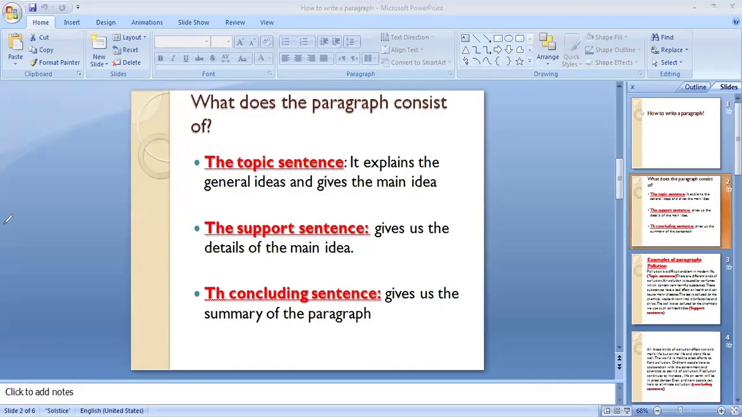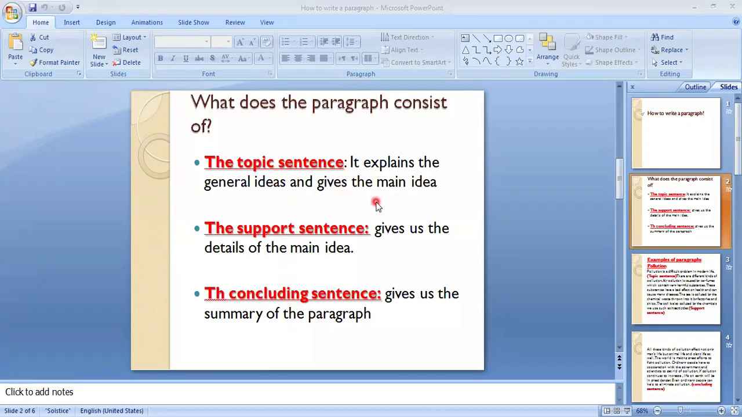The paragraph consists of what? It consists of a topic sentence, support sentences, and a concluding sentence. What is the definition of each of these three items? Topic sentence means what? This sentence explains the general ideas and gives the main idea. So this is called the topic sentence. It means what I want to talk about.